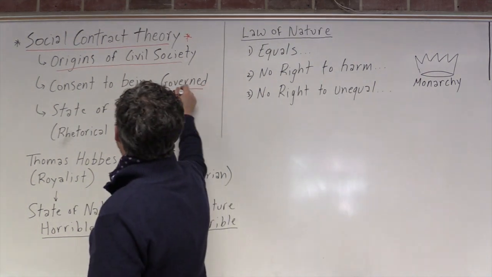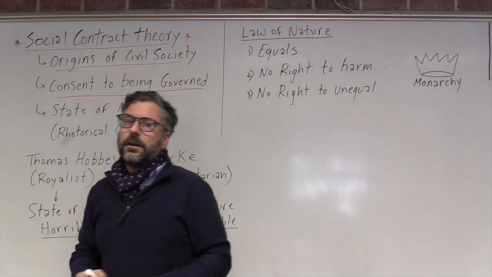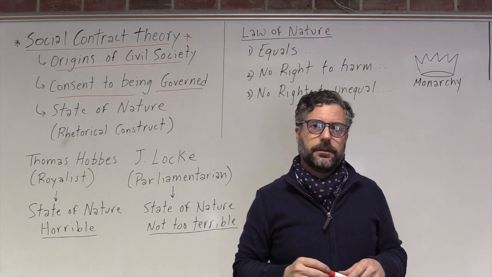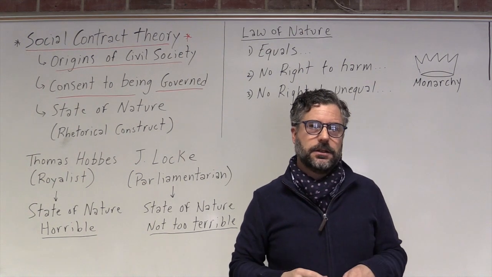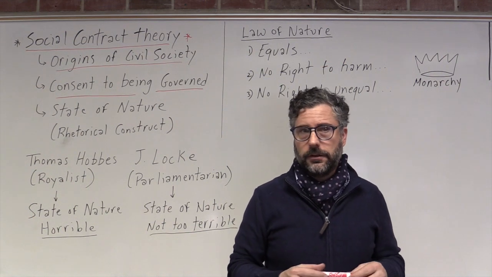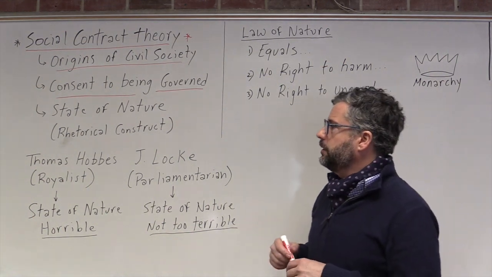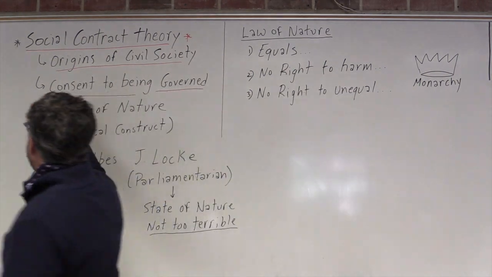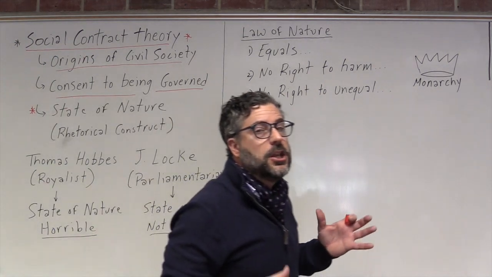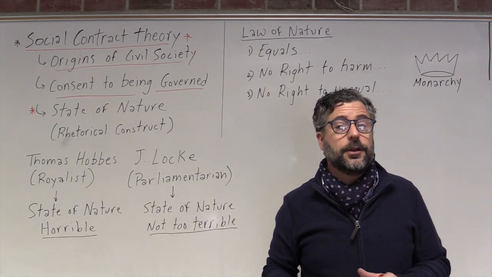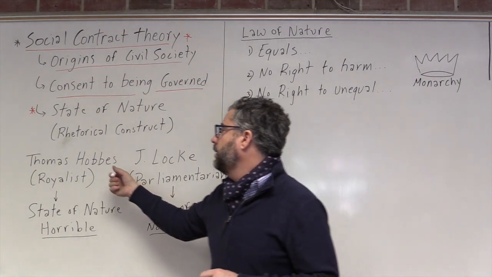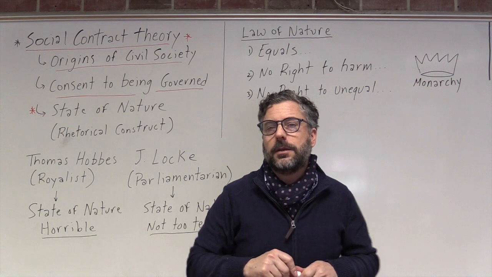And social contract theory also argues that people are governed because we consent to being governed, or we agree to being governed. That's what it means to say that we consent to being governed. Now, Locke isn't the only social contract theorist. In fact, we're going to talk about another social contract theorist who's named Thomas Hobbes, but we'll talk about him in just a second.